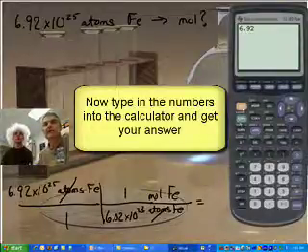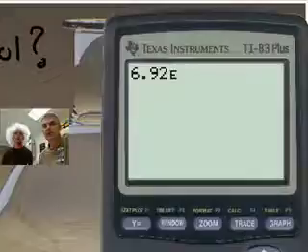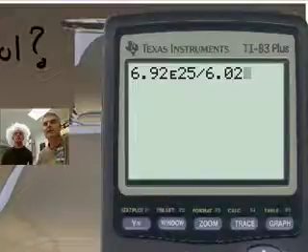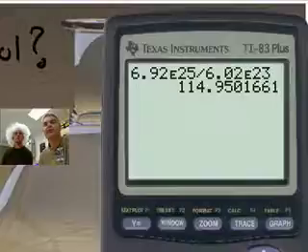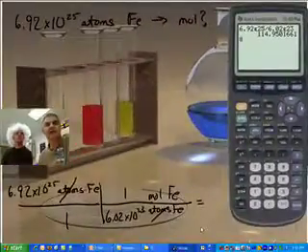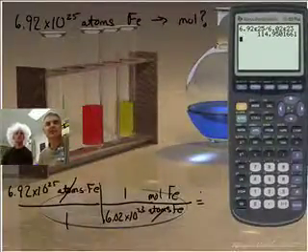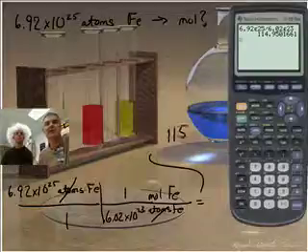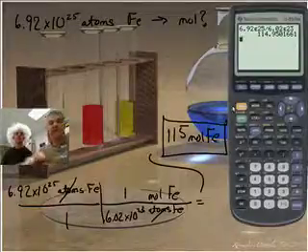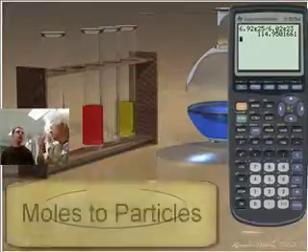Then we use our calculator. I'll type in 6.92, second E 25, divided by 6.02, second E, 23. And I'm going to get a pretty big number, 114.9, probably 3 sig figs, 115. So the answer is 115 moles of iron. That's a lot of iron.